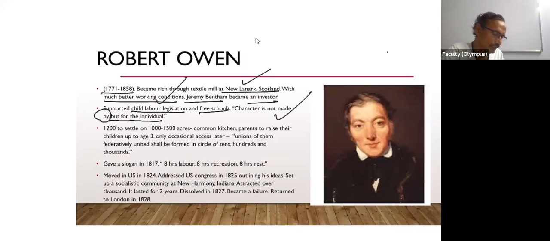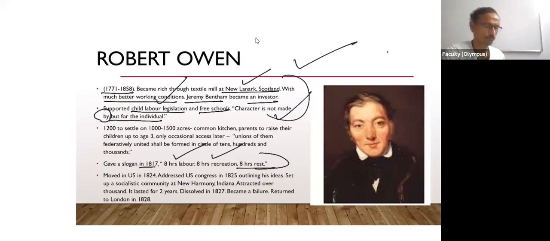Okay, and then in 1817 he gave this slogan of 8 hours labor, 8 hours recreation, and 8 hours rest. So these things make him somebody who can improve working conditions of the laborers and yet make the business profitable. Okay, that is one part.